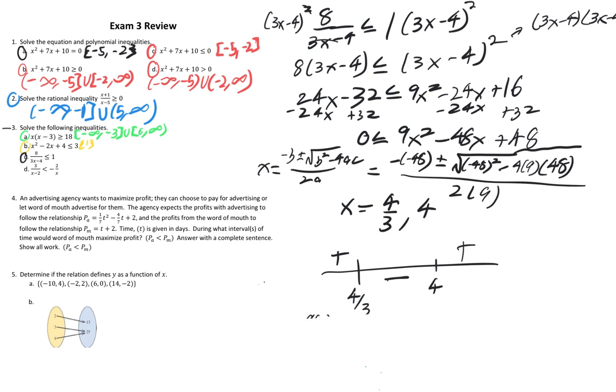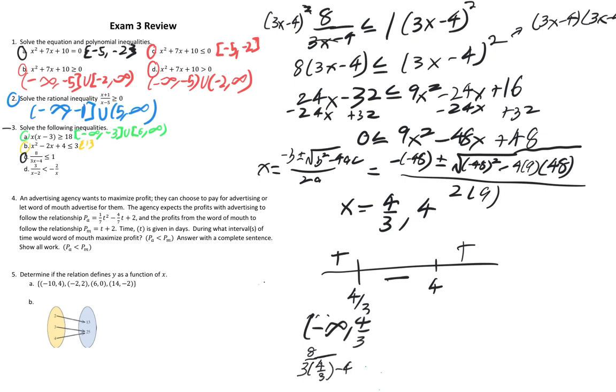All right, now we want to know when that is greater than or equal to 0, right? So we know anything less than 4/3 is greater than 0. So we're going to have negative infinity to 4/3. We need to test 4/3 to make sure it is a 0. So we plug it back in to our original equation of 8 over 3 times 4/3 minus 4.